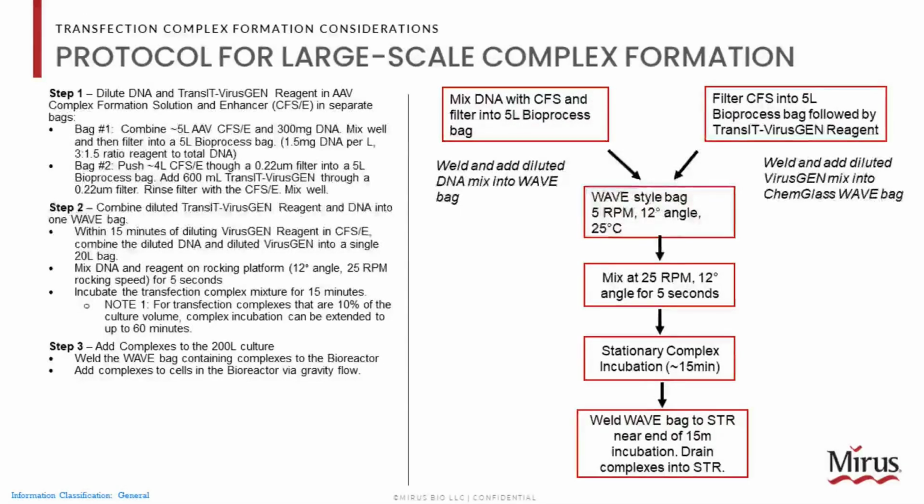Looking at that as a deeper dive, here are some of the notes on the back end. In this case, the process uses about 5 liters of the complex formation solution and enhancer and 300 milligrams of DNA. This is optimized for 1.5 milligrams DNA per liter, with a 3 to 1.5 ratio to total DNA. Again, these are things you will have optimized in the early step. Then in the second bag, you'd be doing the filter sterilization of the complex formation solution enhancer into the bioprocess bag, and also filter sterilizing the VirusGen reagent into the filter, rinsing, and then doing a second rinse with complex formation solution enhancer, mixing well.